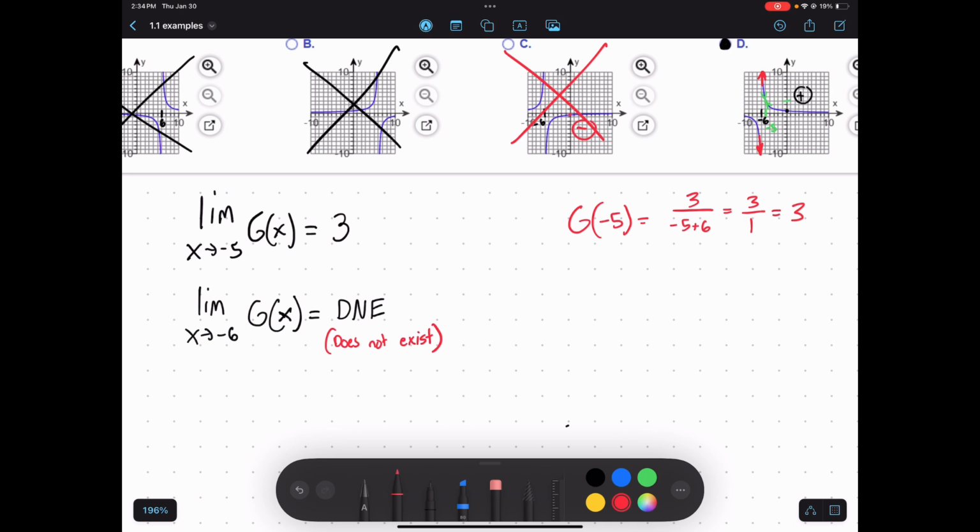This last limit doesn't exist because your graph on either side approaches different values as I get close to -6.